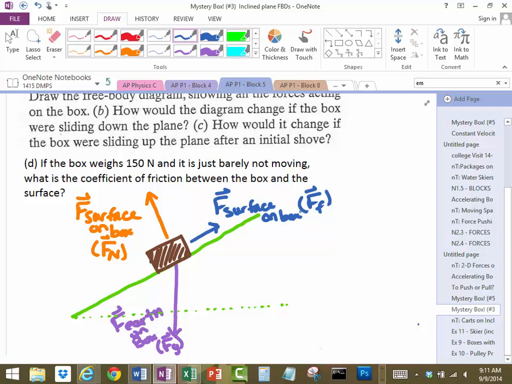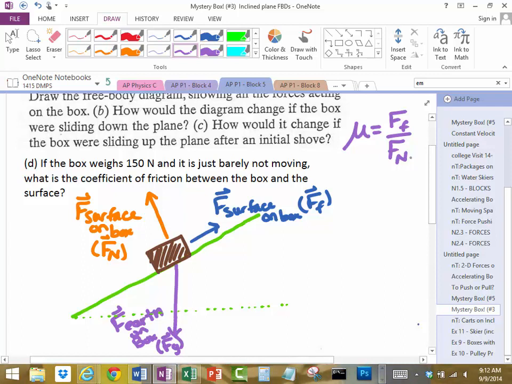If the box weighs 150 newtons and it's just barely not moving, so we're talking about part A again, what is the coefficient of friction between the box and the surface? Close to 1. Let's figure out what the value is. How do you find mu? It's the force of friction on the normal force. So in order to figure out mu, you need to know the force of friction and the normal force, yes? So we have to do some stuff. Do you agree? We need to calculate those.